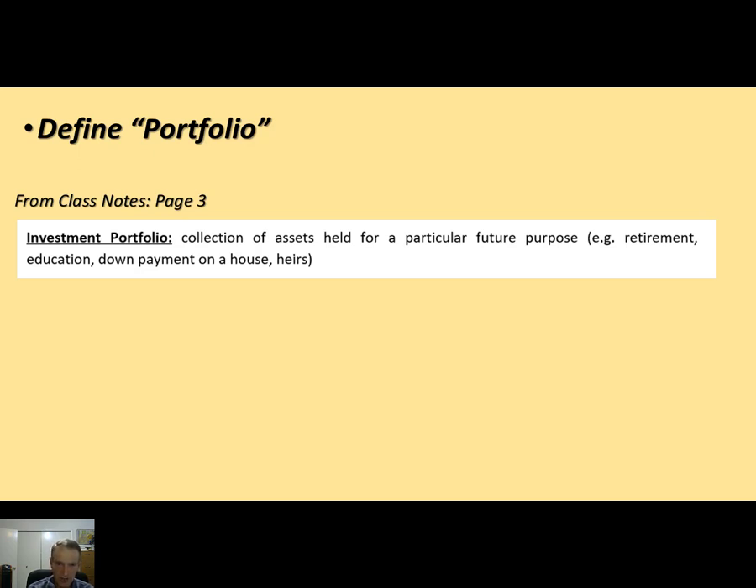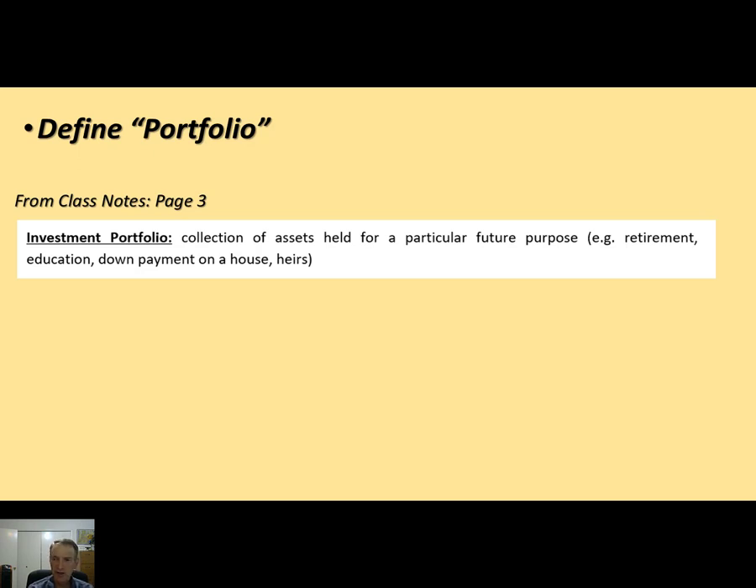So the definition of an investment portfolio is it's a collection of assets, and that's a key word. I'll come back to that word. Collection of assets held for a particular future purpose. So why are you saving in a portfolio? Why are you building an investment portfolio? Well, you have some future need that you need to fund, and you need to build to that need. The most popular purpose is retirement. All of us need to be saving for retirement.